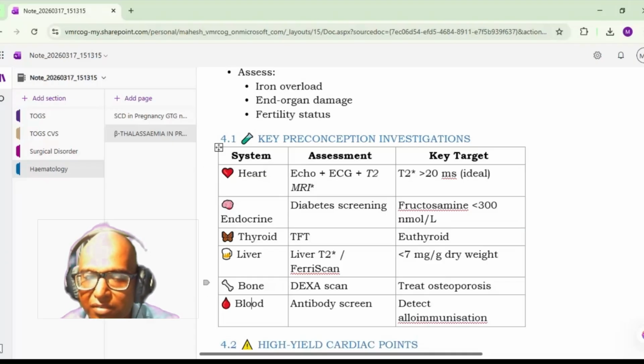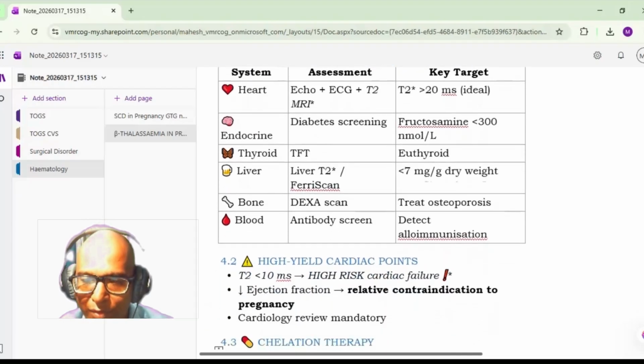Then we need to get the DEXA scan also done to look for any osteoporosis, and blood should be looked at for any antibody because the patient is receiving multiple transfusions. So to detect alloimmunization, the antibody screening is to be performed.